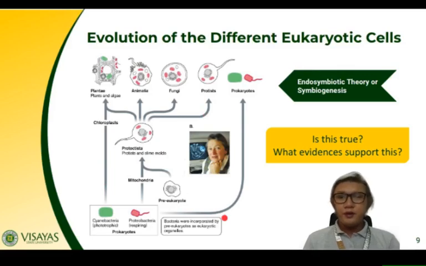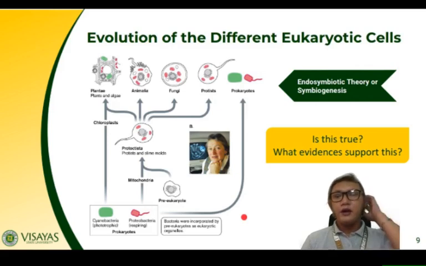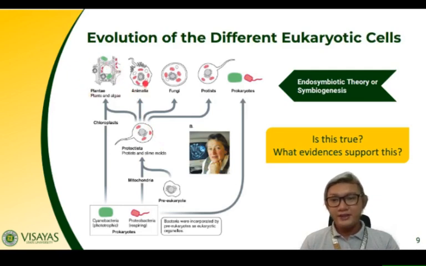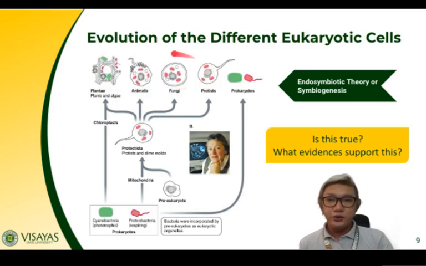So from the eukaryotic cells that evolved from the LUCA, how do the different types of eukaryotic cells evolve? We know now that as of the present, there are several types of eukaryotic cells: the plants and the algae, the animal cells, the fungal cells, the protist cells. These are all types of eukaryotic cells. So how did they evolve from the very first eukaryotic cell?